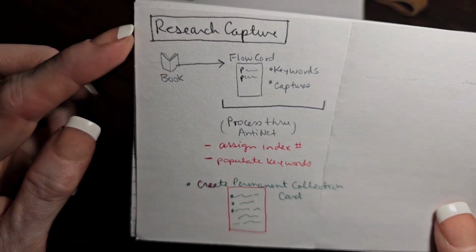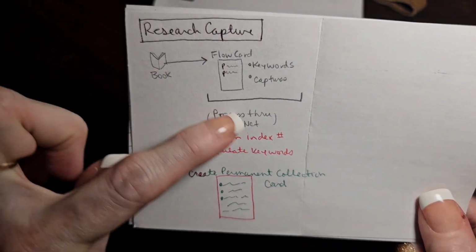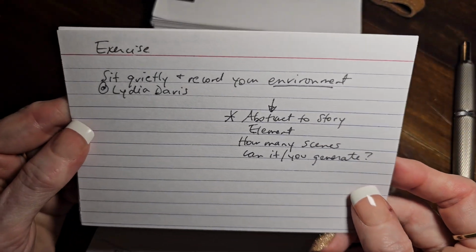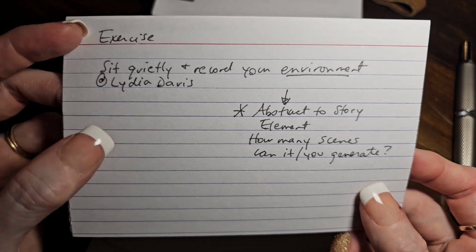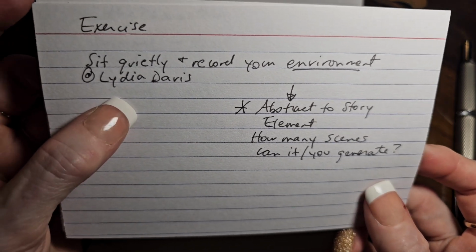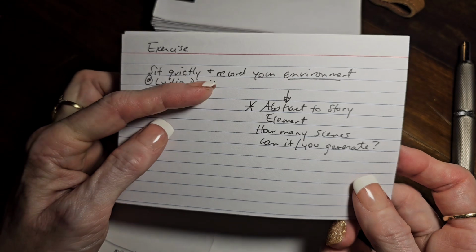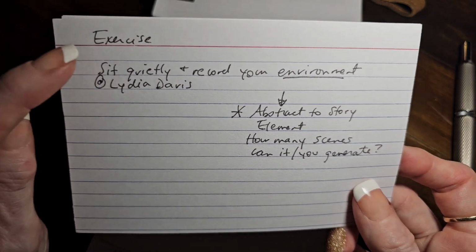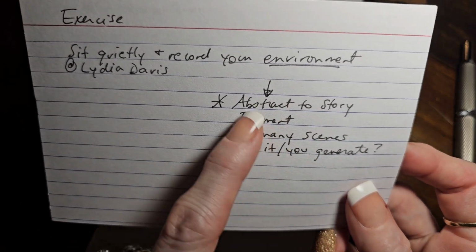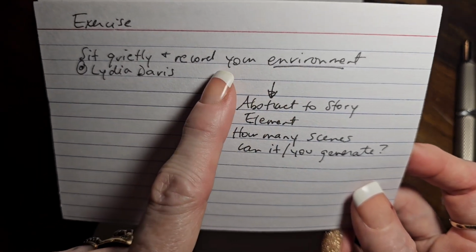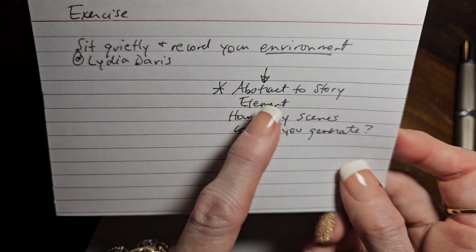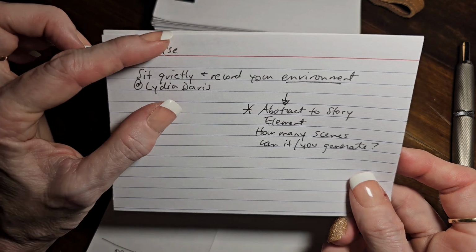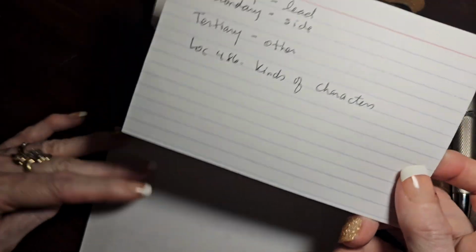So this first one shows a research capture and what that might look like in the Zettelkastening process, but that's not the one I'm interested in. This one is an exercise. I was reading some short stories by the writer Lydia Davis, whose short stories, by the way, are amazing. If you're interested in short fiction and you don't know Lydia Davis, check her out. So I was just making some notes about how to sit and record details from the environment where you are, abstract those into a story element, and see how many scenes or scenarios you can generate from those details that you've observed. But that's not what we're interested in today.